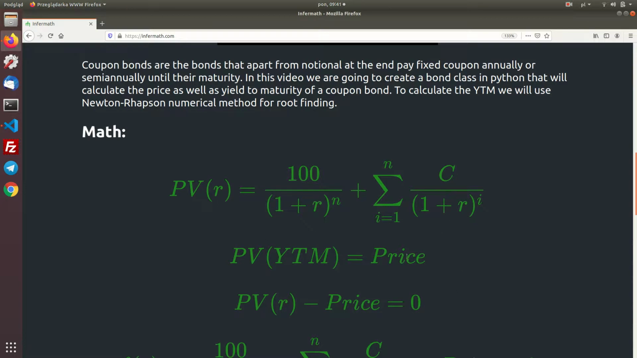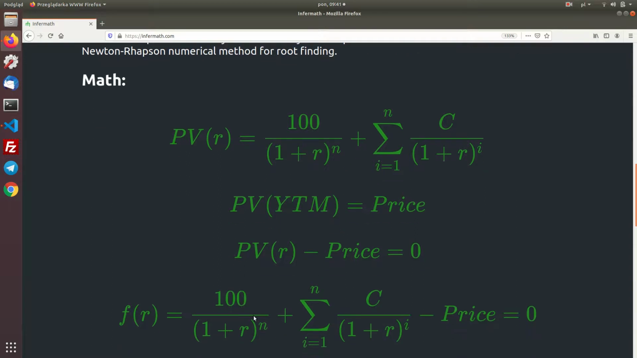So how can we get this? Let us rearrange this equation a little bit so that we see a function here which is equal to 0, and we're going to look for a root or a 0 of this function. So if we expand this term here, our function becomes, this is the PV bit that is dependent on interest rate, minus price is equal to 0. So if we solve for r, this solution is going to be equal to yield to maturity.